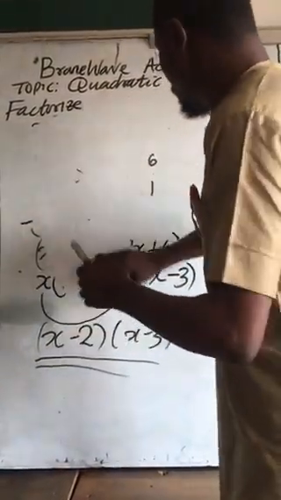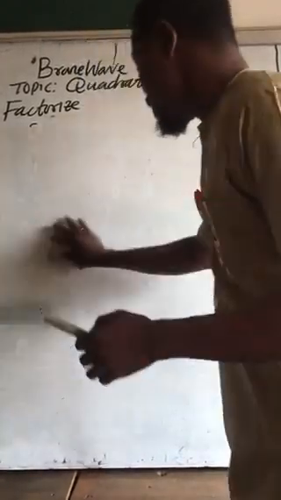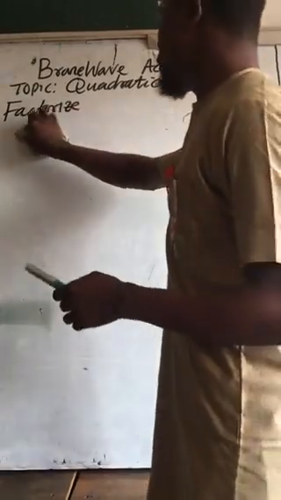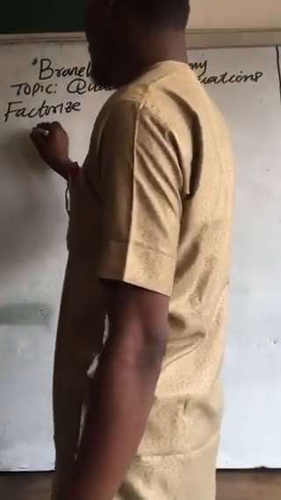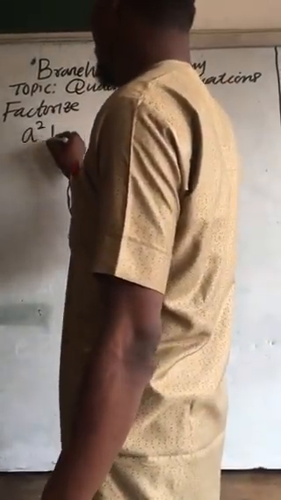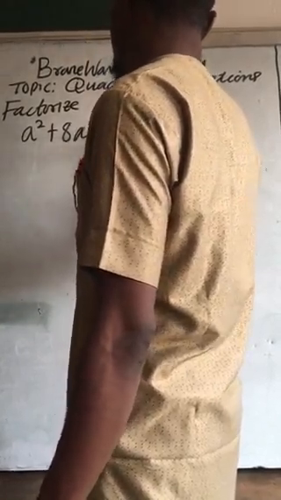We are asked to use the factorization method to solve this equation. The first one I solved is an expression, but when you equate it to 0, it is an equation. For example, you have a squared plus 8a plus 15 is equal to 0.